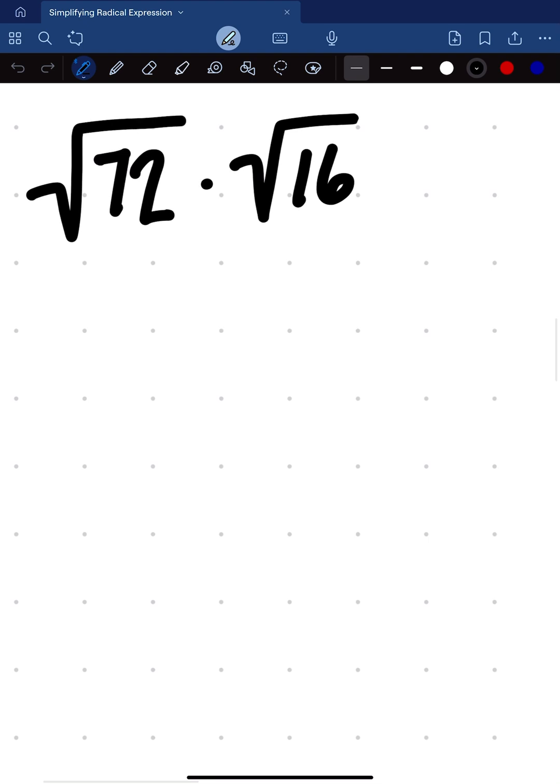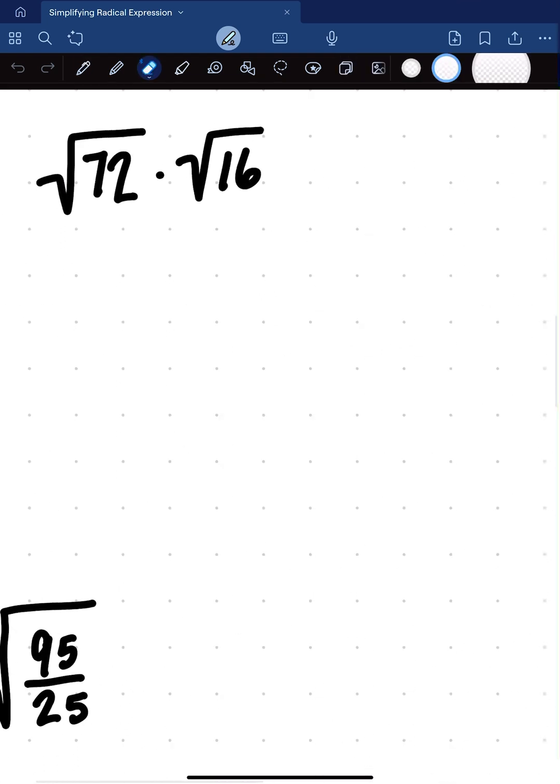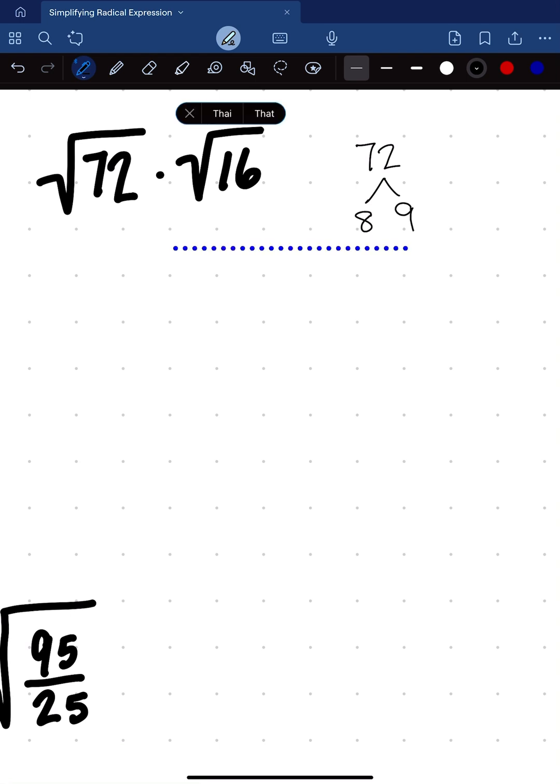So with this first one, I'm just going to stick to one strategy for all of them. I'm going to start by factoring 72 and 16. So I have to think of values that I can multiply to get 72. I know that 8 times 9 is 72. Neither of those are prime numbers, so I'm going to keep going. For 8, I have 4 times 2, and for 4, I have 2 times 2.